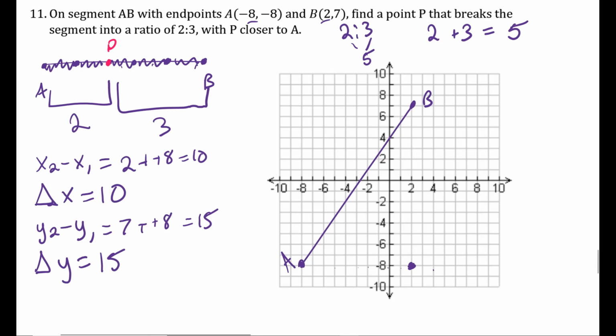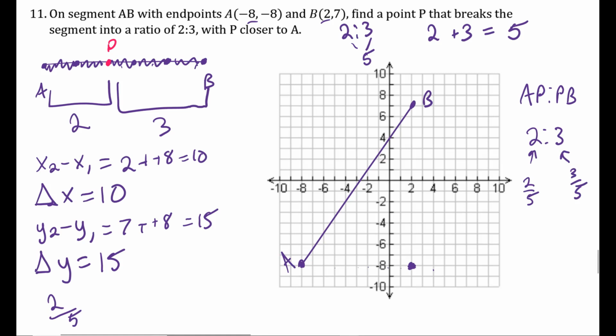But we don't want to move 10 units to the right and 15 units up. We only want to move 2/5 of the way up this line, such that when I have the point P, AP to PB is 2 to 3. So 2 out of the 5 parts compared to 3 out of the 5 parts.